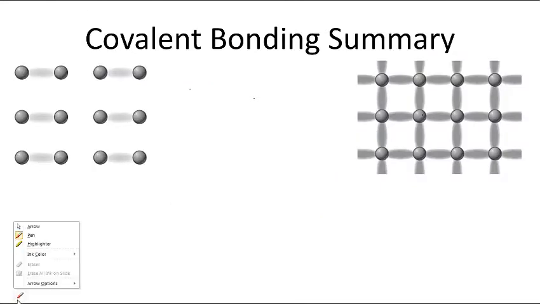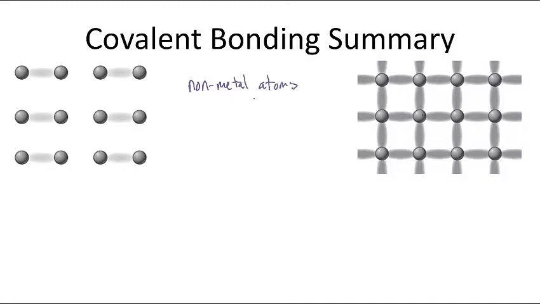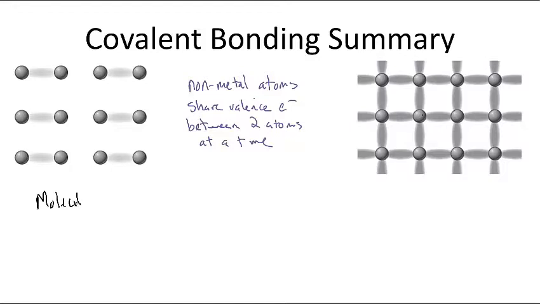All right, covalent bonding summary. Here, non-metal atoms share valence electrons between two atoms at a time. Now, this on the left is the molecular covalent. And this is network on the right.